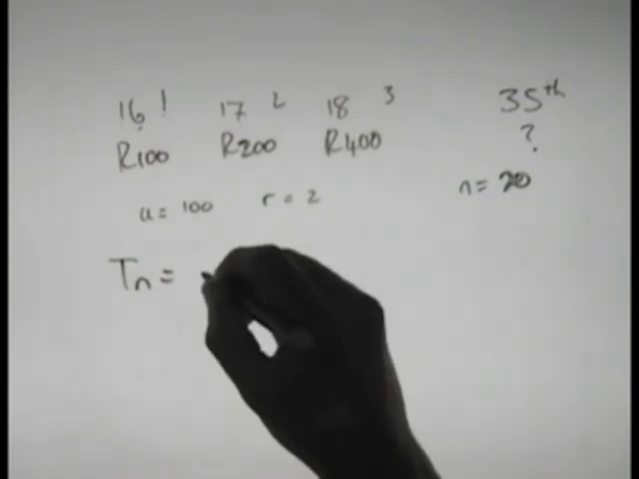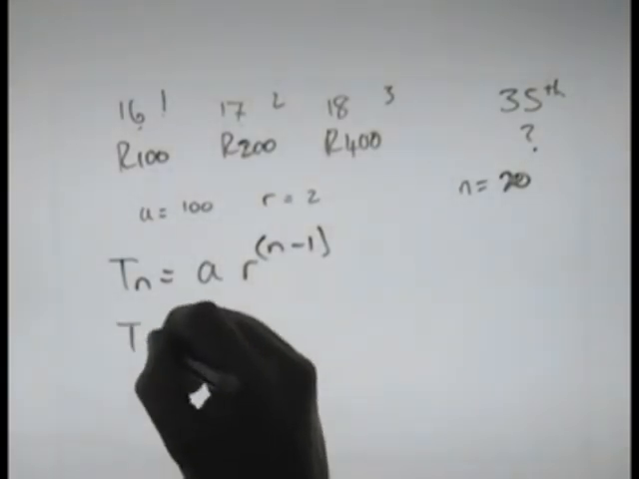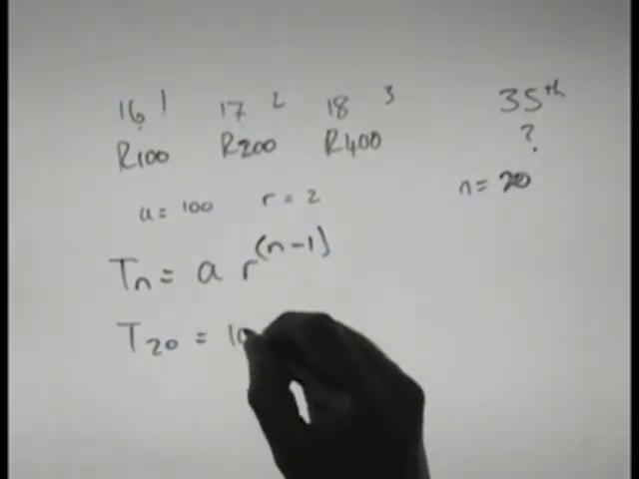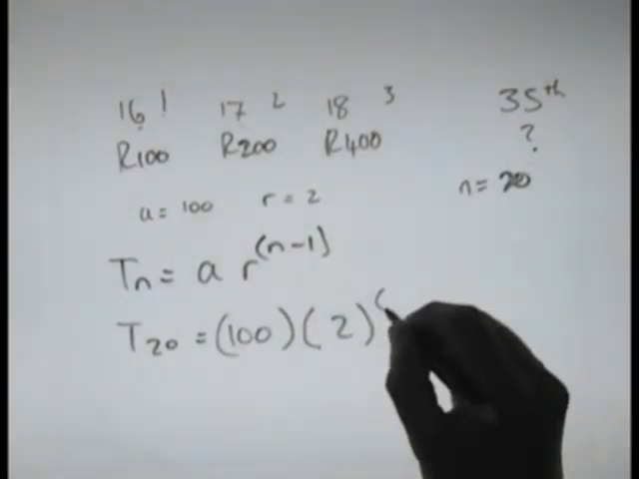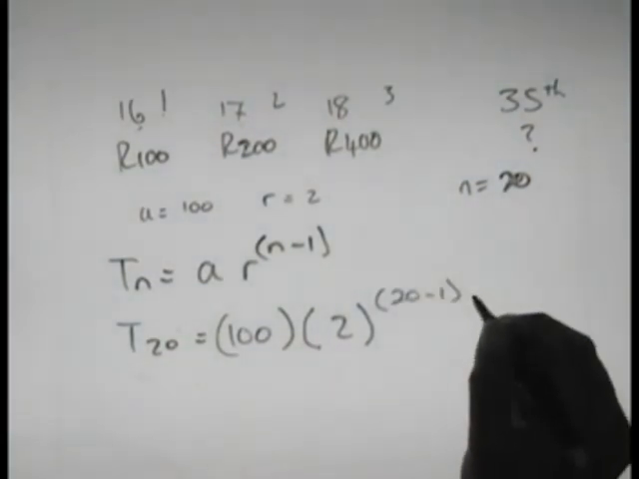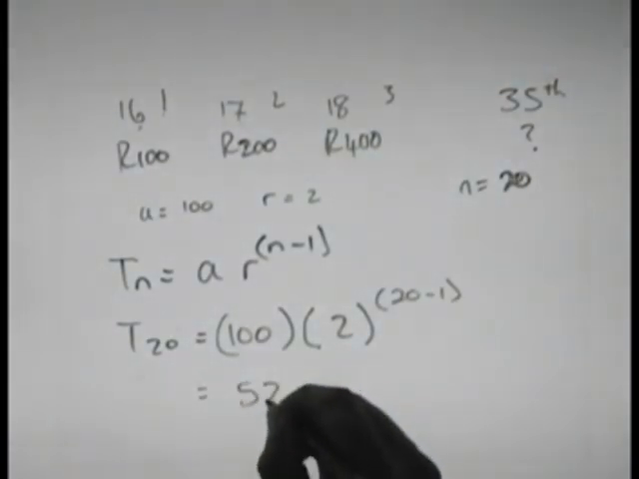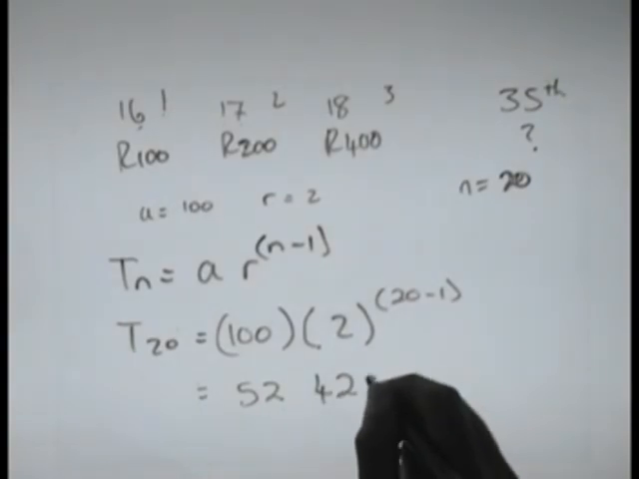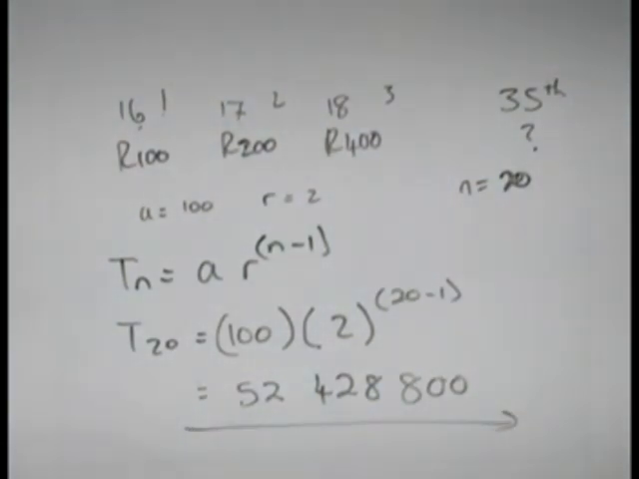Tn of a geometric is equal to a times r to the power n minus 1. We are looking for T20, which is going to be 100 Rand multiplied by our ratio of 2 to the power 20 minus 1. 2 to the power 20 minus 1 is the same as 2 to the power 19 multiplied by 100 is equal to 52,428,800. Don't you all wish we could be doing this by the time we hit 35.